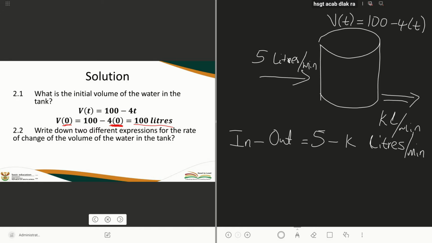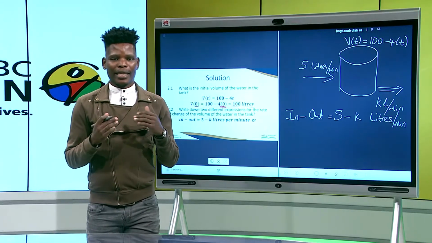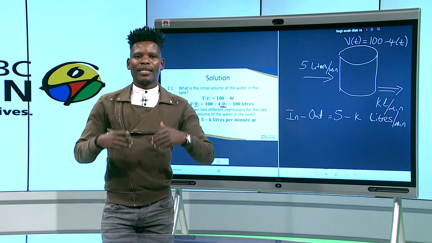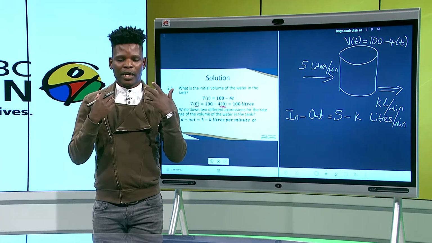Okay, so now let us see what our solutions are. So we are saying in minus out will give us 5 minus K liters per minute. That is one expression for the rate of change of the volume of water in the tank. But there is another one that we are yet to look at, and that is the derivative. Remember, we said the rate of change, we can interpret that as the derivative.